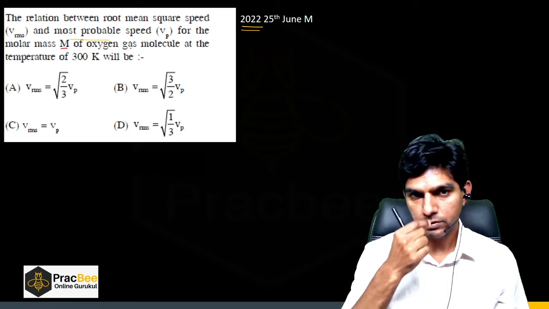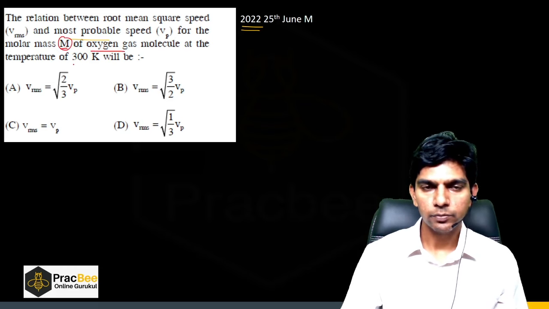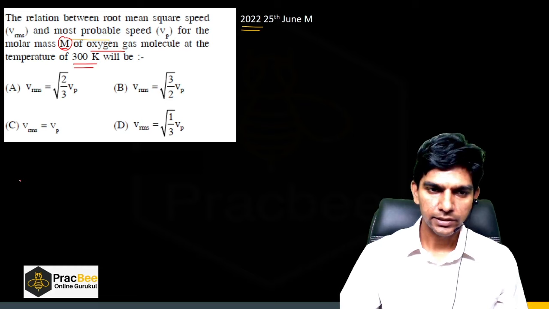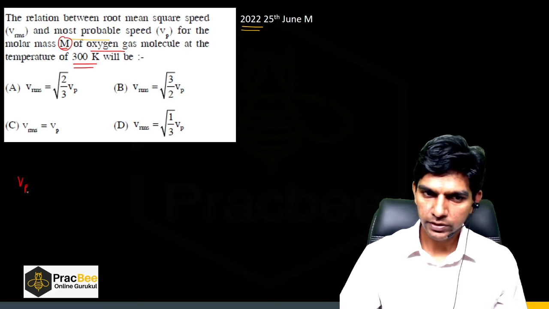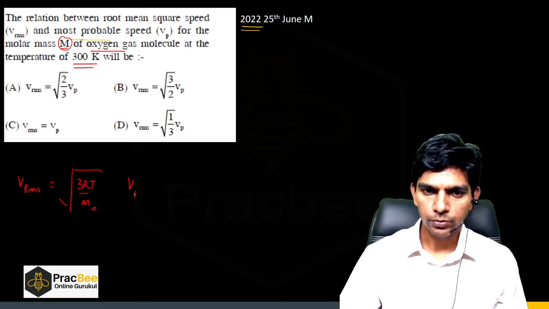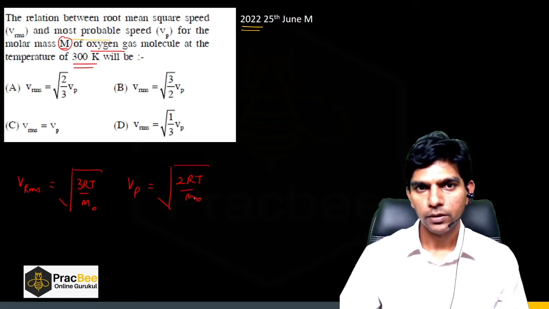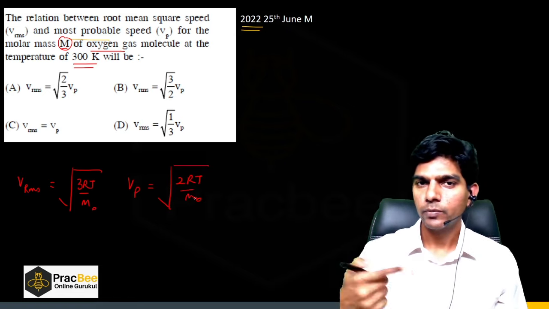So we have to find the relation between RMS and the most probable speed for a molar mass m of oxygen gas at a temperature of 300 Kelvin. Yes, so we know what RMS is. V_RMS is root of 3RT by M naught, and V most probable is root of 2RT by M naught. Now the temperature is the same, molar mass is the same.